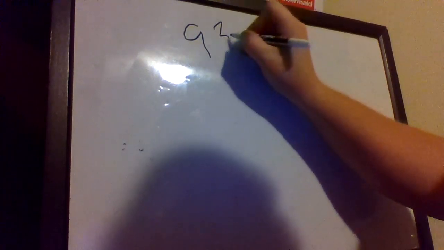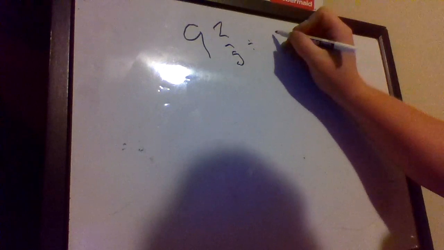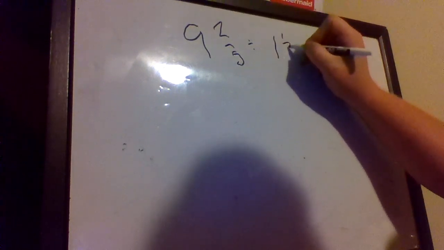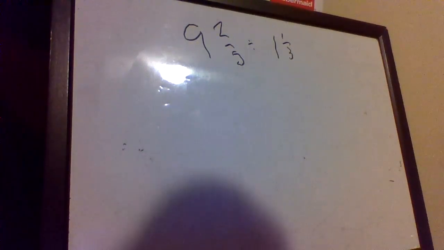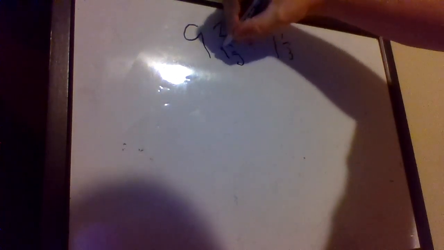So we've got 9 and 2/5 divided by 1 and 1/3. Alright. So anytime you divide two mixed numbers, your first step is to convert them to improper fractions. And the way we do that is we multiply here and we add here. So 5 times 9 is 45. 45 plus 2 is 47.